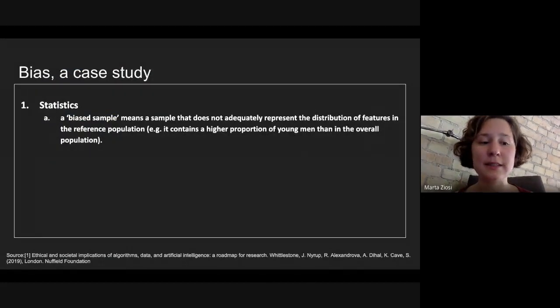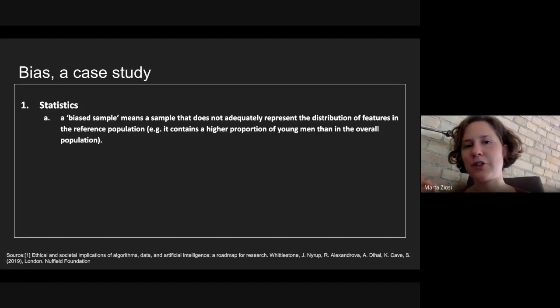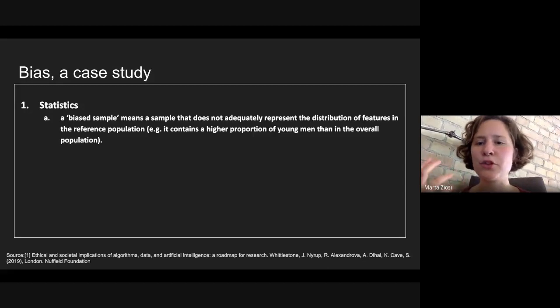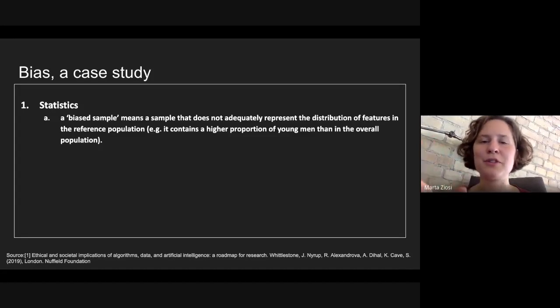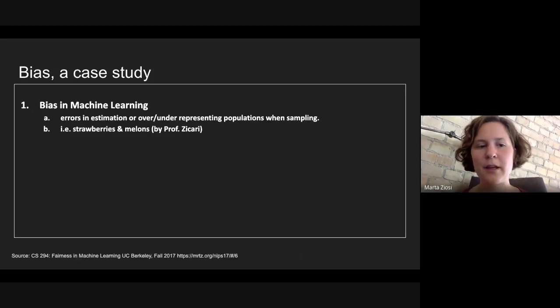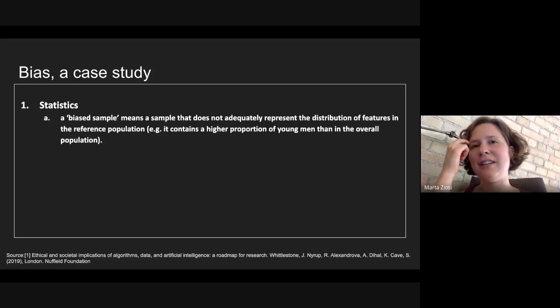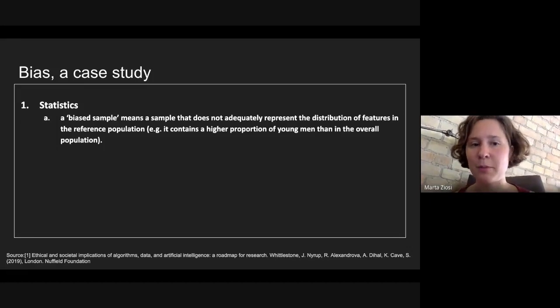And what about statistics? In statistics, a biased sample means a sample that does not adequately represent the distribution of features in the reference population. What does that mean? It contains a higher proportion of young men than in the overall population, let's say. So in the world, we have this percentage of young men, which is lower maybe than the one we have in our sample. This is already a biased sample because it's not representative of the world. Clearly, as we do not have a one-to-one mapping from the real world to data, it is difficult to have an unbiased sample. Nevertheless, this doesn't justify the fact that a sample is biased.